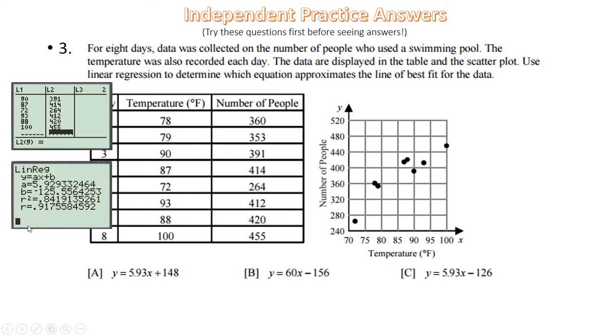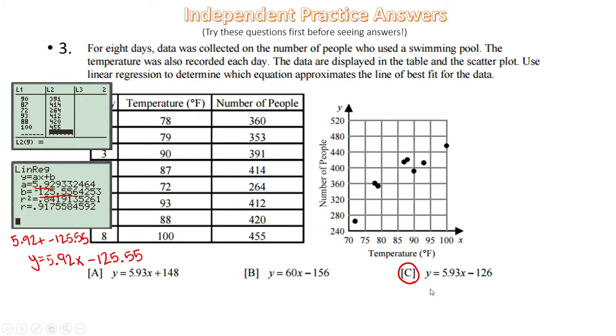Then I do stat calc 4. Now, the thing about this is I only want to go to 2 decimal places after the decimal point. And if I go 2 decimal places, I'm going to see 5.92, and then plus minus 125.55. Now, plus minus is a bad thing to write in math, so whenever you see plus minus, just write it as minus. So here's our equation. And that matches up with C because they rounded to the nearest whole number.